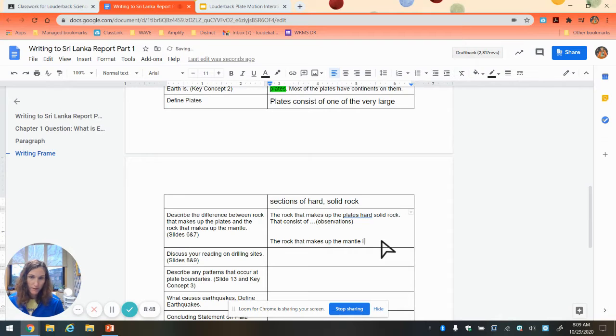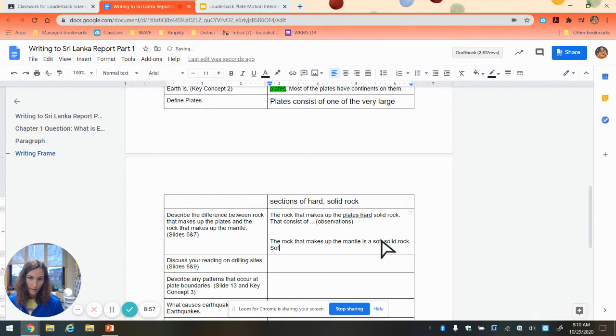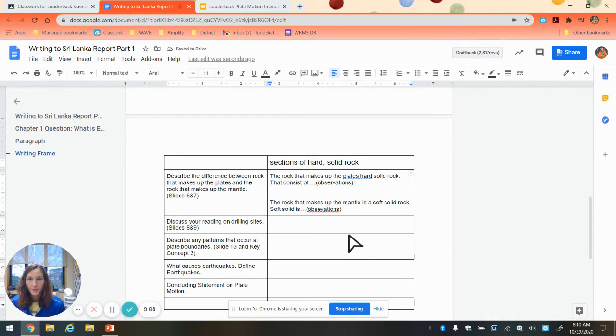The rock that makes up the mantle is a soft solid, and then again, you have your sentence for your observation, okay? All right, so moving on, we have discussed the reading of the drilling sites, slides 8 and 9.